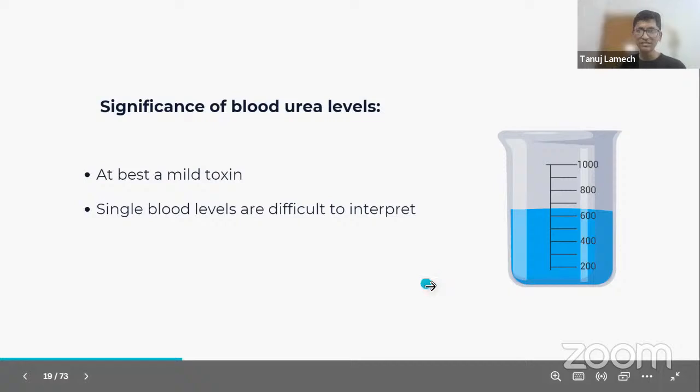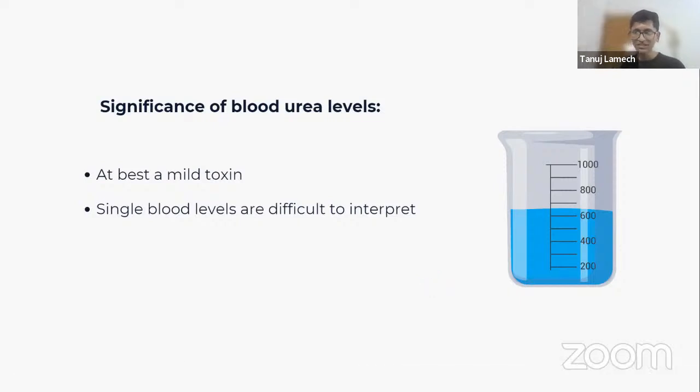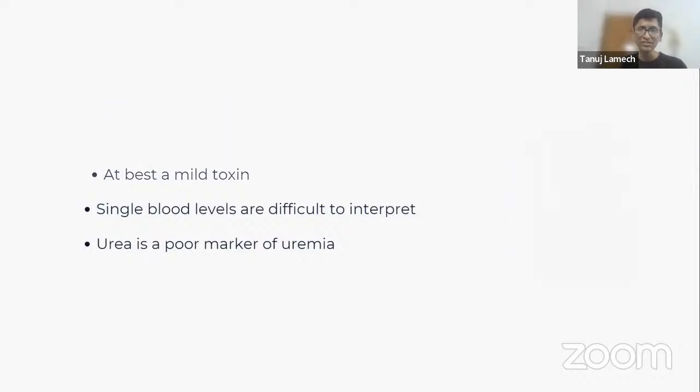Again, when the blood urea level is high, it could be because of renal failure, it could be because of underdialysis, it could also be because of a GI bleed, or because you were giving the patient steroids. So there are so many different things which affect urea levels. So single levels are difficult to interpret. Urea is a poor marker of uremia. As I said, the syndrome is actually because of all of those toxins which we do not measure, and urea by itself is a poor marker of uremia.